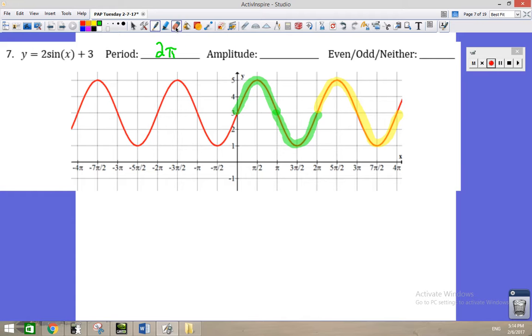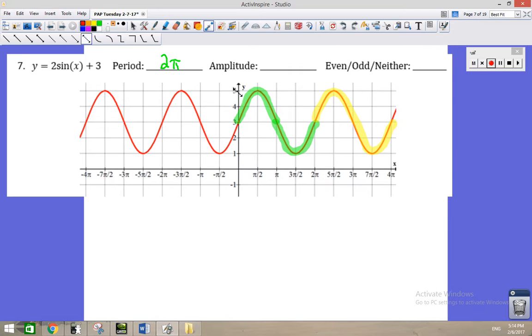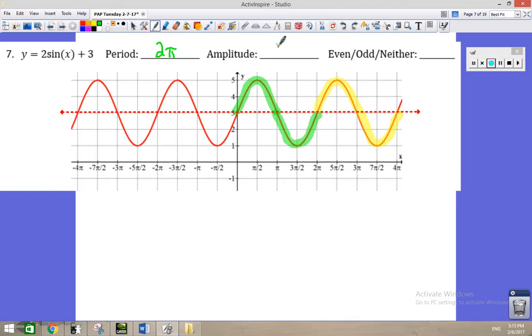Now this time my amplitude, I have to recognize that if I have a maximum of 5 and a minimum of 1, that my center line is here at 3, and my amplitude, either you go 2 units up or 2 units down to go to the maximum or minimum. So this was the amplitude.